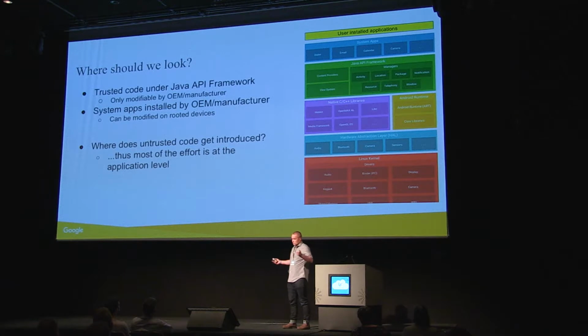If the device is rooted, basically all bets are off, and system apps and everything else can be modified. So root detection is very, very essential for all your security measures here. If you assume again the device is not rooted, or if you really carefully monitor for devices getting rooted, the only way untrusted code gets introduced into the system is typically through the user installed applications. So most of our focus right now is on that level, besides looking at state information on the device.